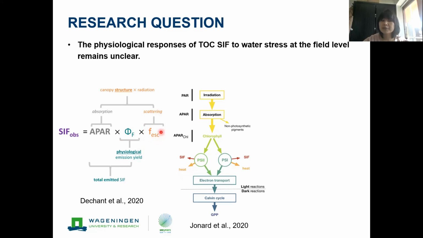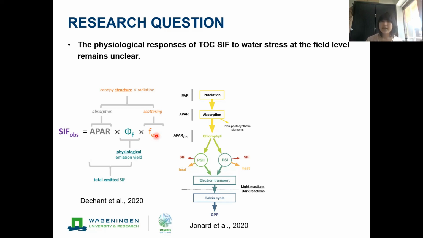So this one can directly indicate physiological changes. And the third one we call the fluorescence escape ratio. This one is the fraction of emitted fluorescence photons at the leaf level that escape from the canopy level. So it can be affected by canopy structure or the leaf pigment. Therefore, because SIF observations are at the canopy level, they can be affected by the canopy structural changes and also the leaf biochemical changes, in particular the fluorescence escape ratio under water stress. So we need to decouple this response from the physiological response.